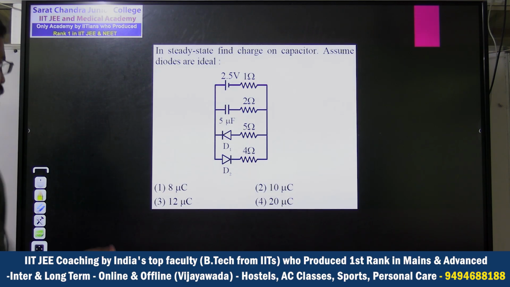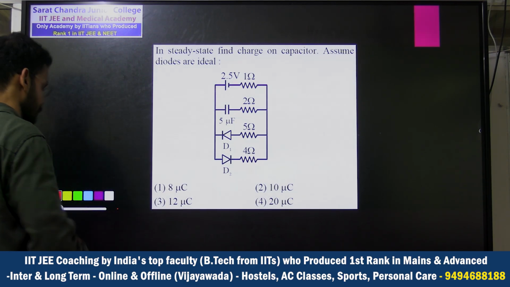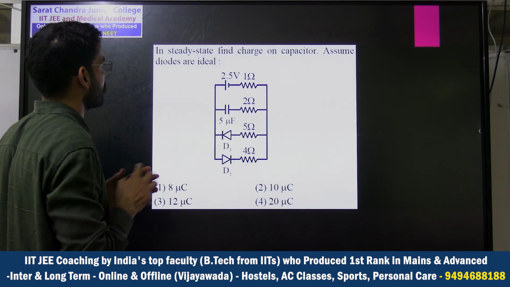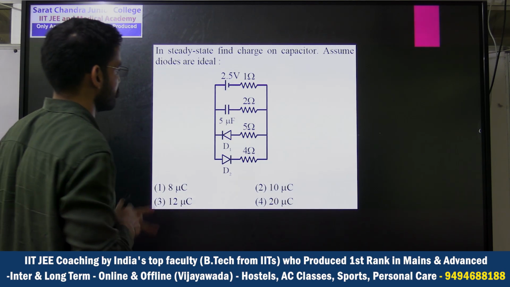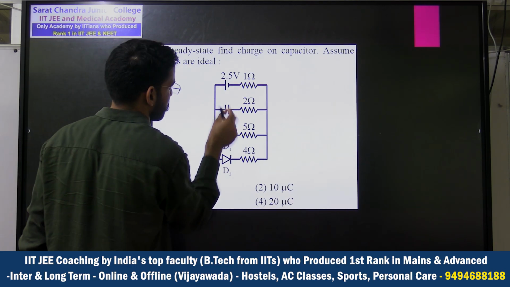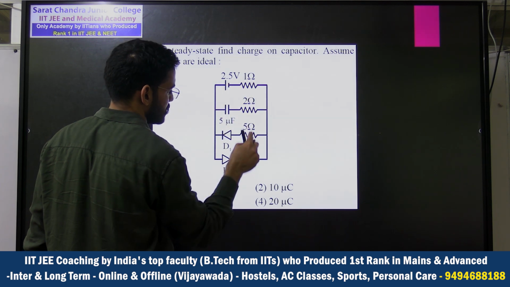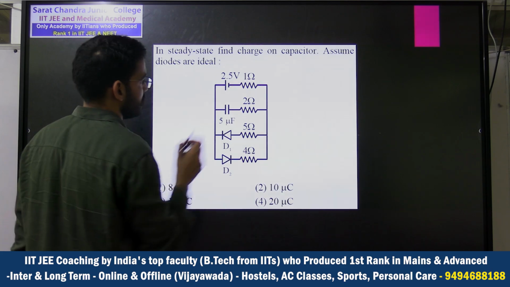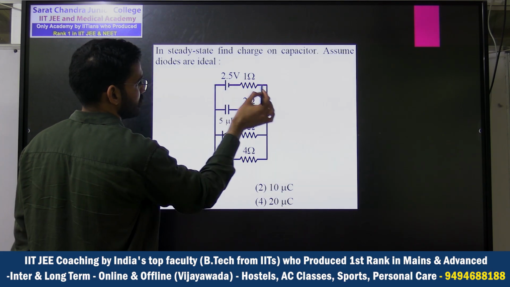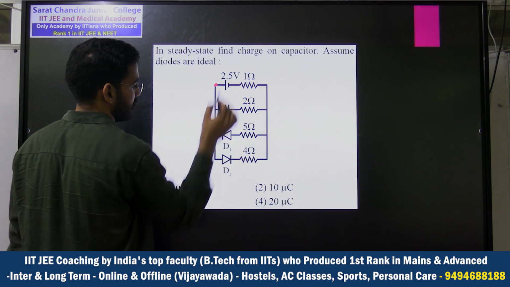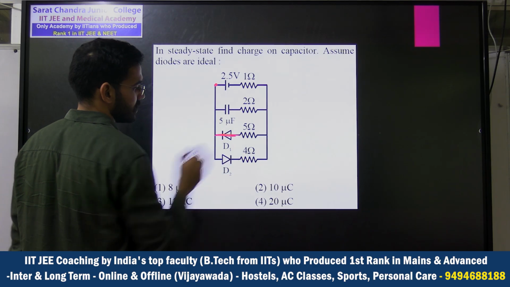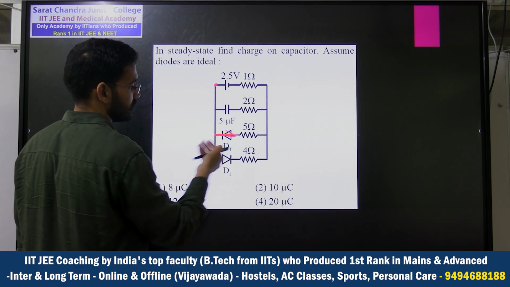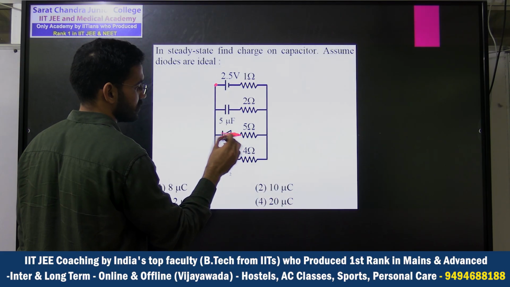This one looks hard but is not. See, in steady state, assume diodes are ideal. So find the charge on the capacitor. How will we find the charge on the capacitor? This is one capacitor, one battery, resistance, diode, resistance. So if you see here, current will come. This is higher potential, this is lower potential. If this is higher potential, then I can say this is in reverse bias. So this is gone, this is out of the circuit.